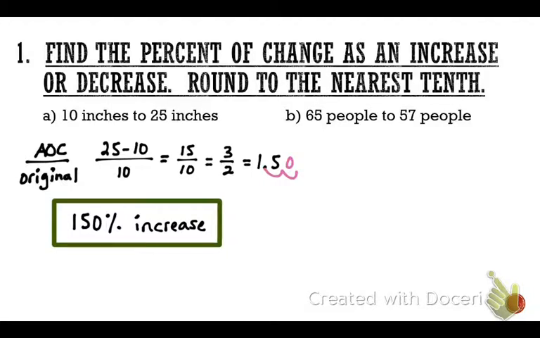Let's do another example. There were 65 people, and then there were only 57 people. So let's imagine maybe 65 people went to a party, and then at the end of the night, only 57 of them were still there. Find the percent of change as an increase or a decrease and round it to the nearest tenth. Those are our instructions. So let's first start off once again with our formula. What's the formula I'm going to use, class? AOC over the original. Remember, AOC is the amount of change. Ava, how do I find the amount of change?